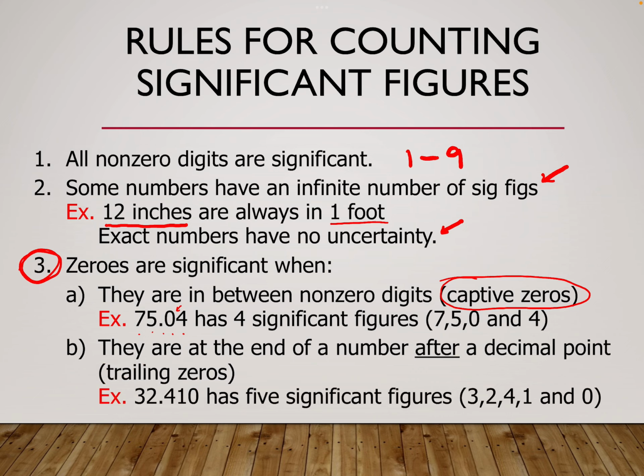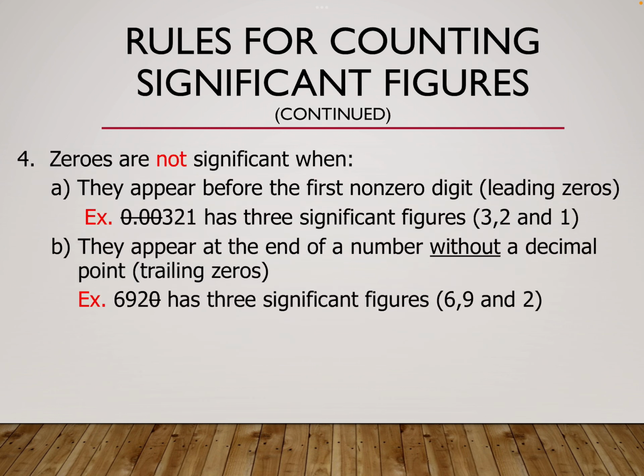The other time a 0 can be significant is when they are at the end of a number after a decimal point. Do you see there's a decimal point here? That decimal point makes this 0 significant. I call these trailing zeros. Trailing zeros are significant if there's a decimal point. So we have 32.410. Since there's a decimal here, that 0 is significant. And it's important that these trailing zeros are only significant after a decimal point. And we'll see that in just a second.